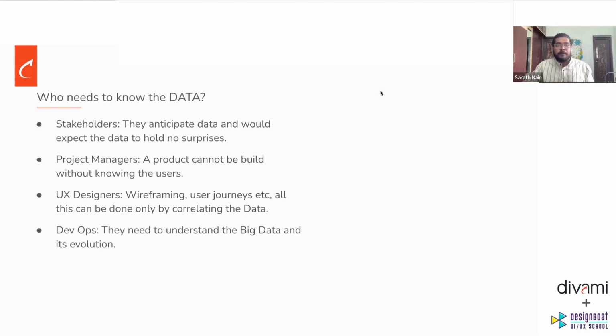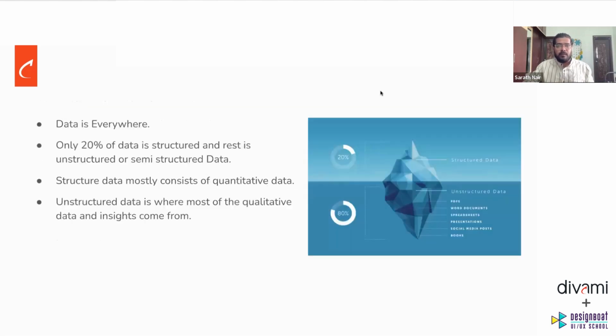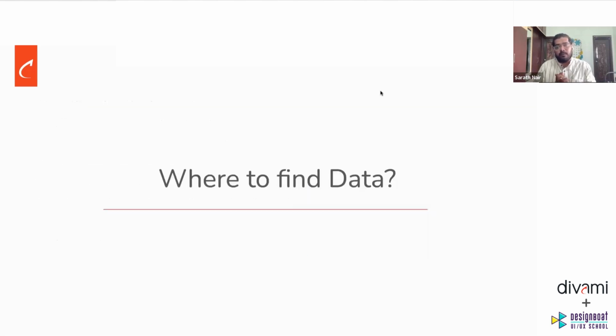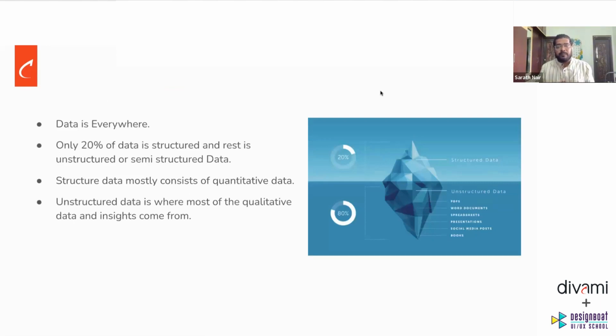Going forward, where to find data. So now we understood why data matters and what the relationship is between data and design. Now, where do we find this data? In the real world, data is everywhere. But if we were to understand what type or kind of data is available, only 20% of data is structured and the rest is unstructured or semi-structured data.